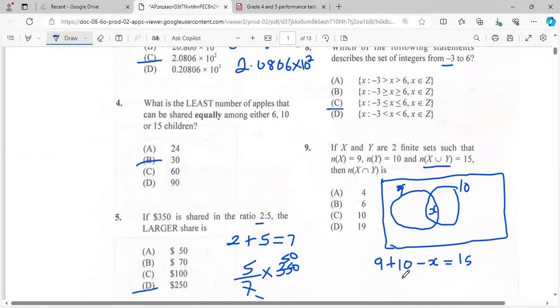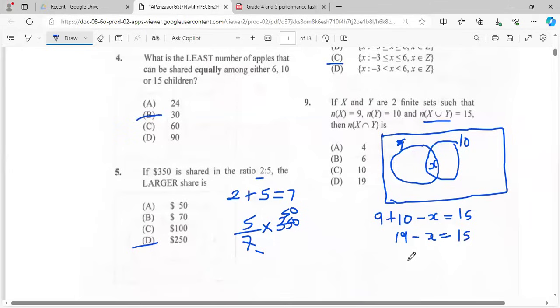9 plus 10 is 19, minus X equals 15. And then we solve for X. And that will be our answer. So we care about the 19. So that'll be 15 take away 19, which gives us negative 4. But because it's negative X, it would work out to positive 4.